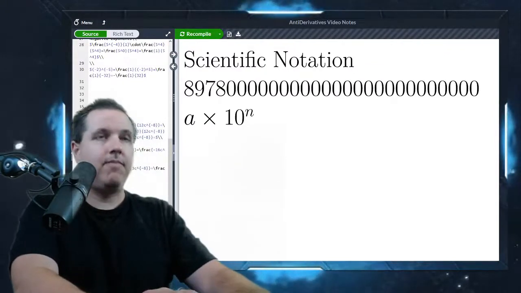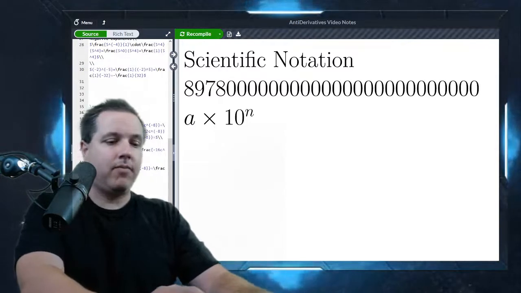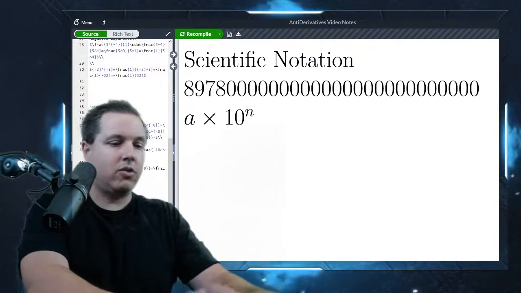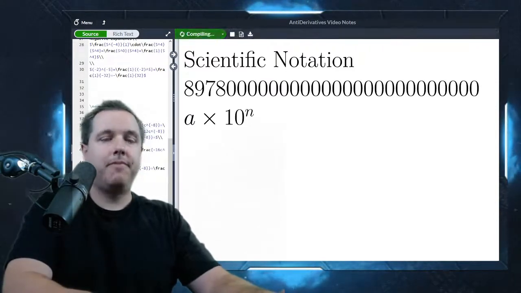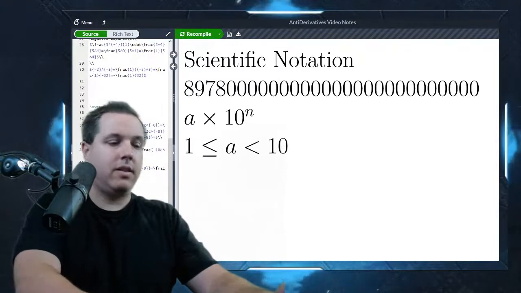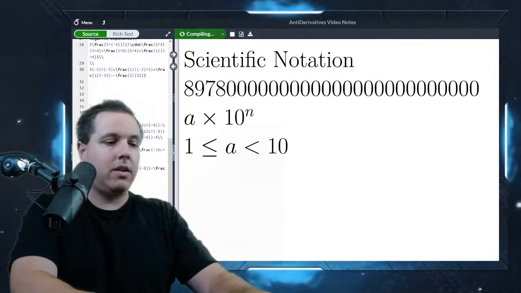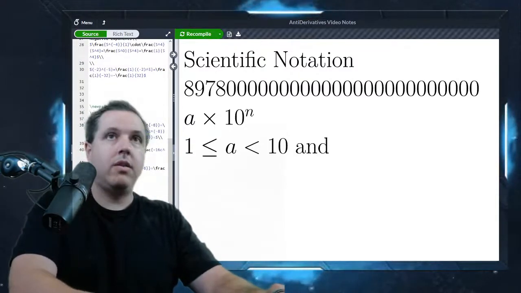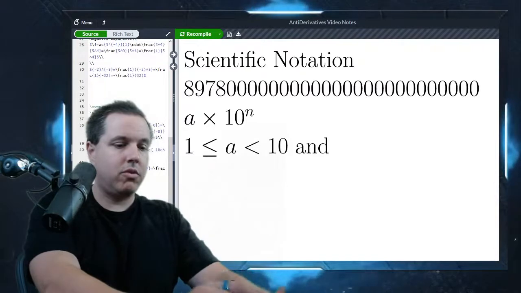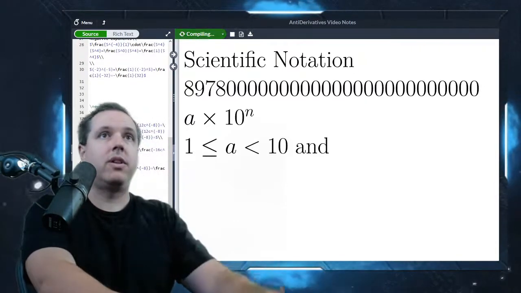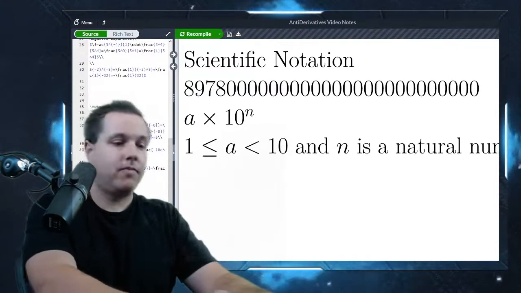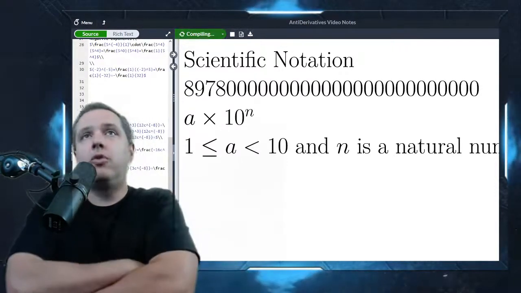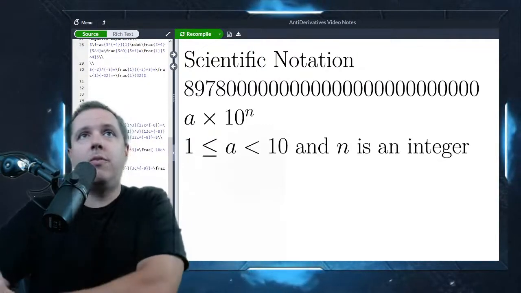Let me go on the next line. One condition is that 1 is less than or equal to a, which is strictly less than 10. And n is a natural number. Actually, it's an integer. That's what I meant to say. So two conditions we have when we write things in this form, a times 10 to the n.